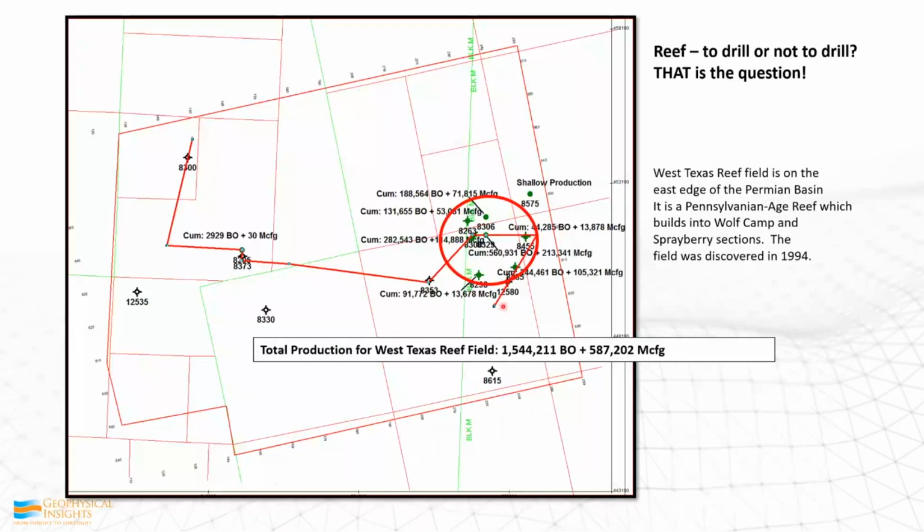So I have another client, again, who was looking at a prospect, and this time it's in a Pennsylvania reef in West Texas. So I have a really good field here that's made 1.5 million barrels of oil and a little over half a BCF of gas from a Pennsylvania reef at about 8,500 feet. No pipe in this area. And then he was approached by a guy who had a prospect over here with a show well that had made a little over 2,900 barrels.